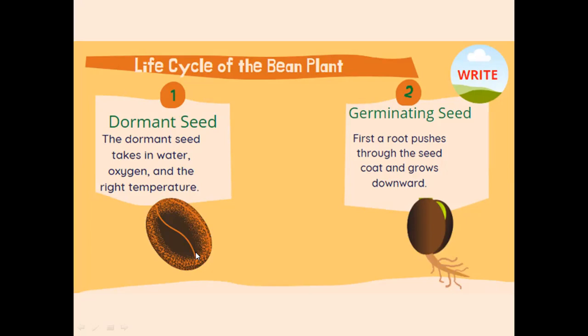When this seed is dormant and starts becoming a germinating seed, this is the second stage of the seed. First, the root pushes through the seed coat. If you see over there, we have roots that are pushing through. The seed coat is this brown thing that you see around it, and the root grows downward. You need to write this in your notebooks, people.